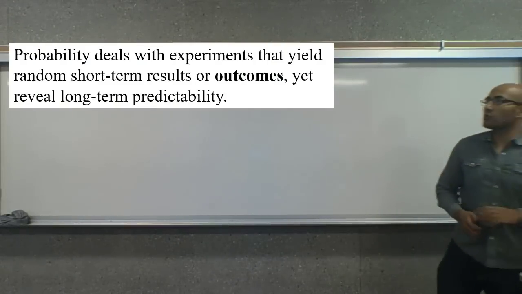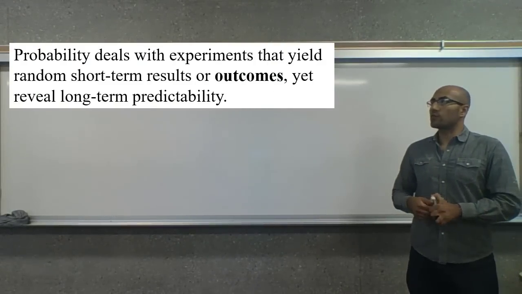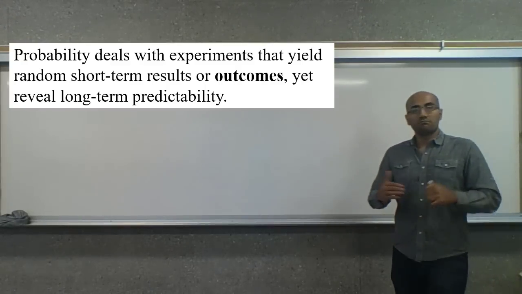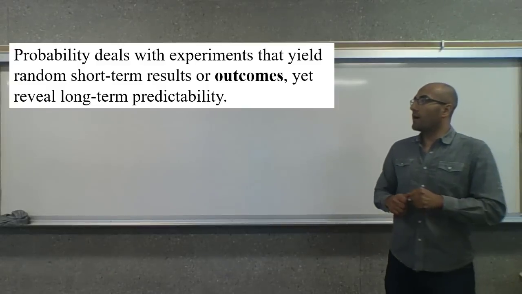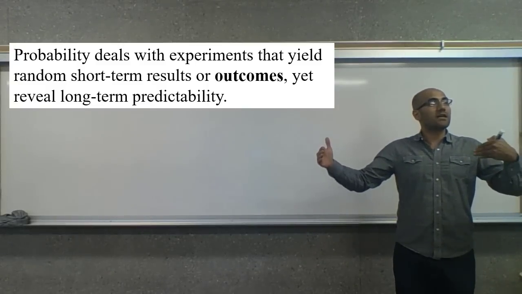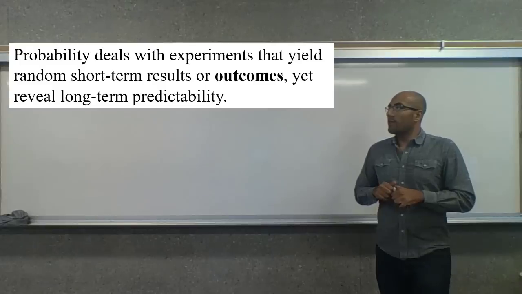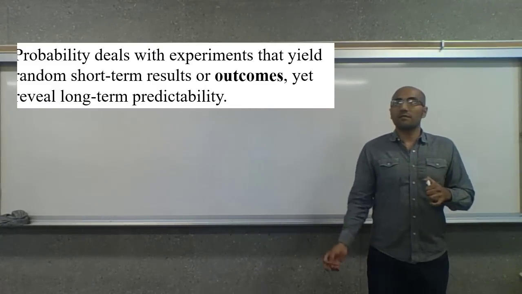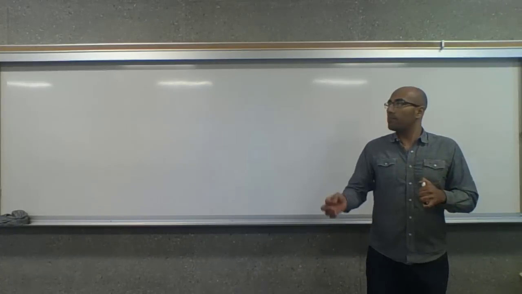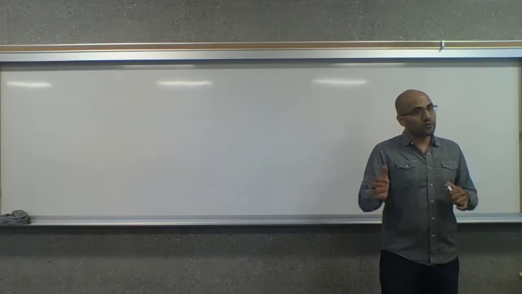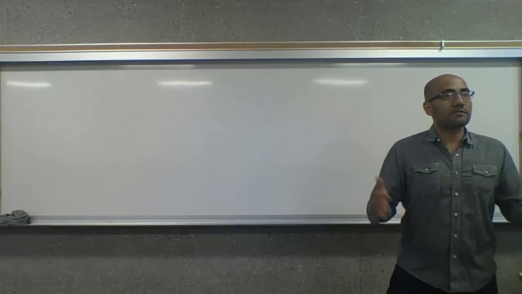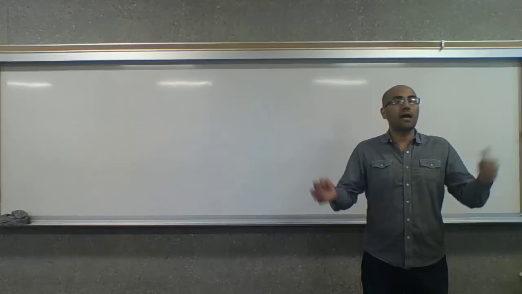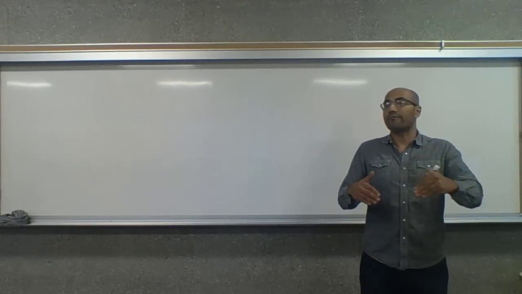So probability deals with experiments that yield short-term results or outcomes, yet reveal long-term predictability. In the short run, there is uncertainty, but in the long run, there is some level of predictability. For instance, if I flip a coin one time, is it going to be heads? Is it going to be tails? Right? That's short term. It's unpredictable in the short term. If I flip it 4, 5, or 6 times, that's still a short number of times. I'm not really sure what's going to happen. Maybe if I flip it 10 times, maybe all 10 times are heads, or maybe half are heads, or we're not really sure.